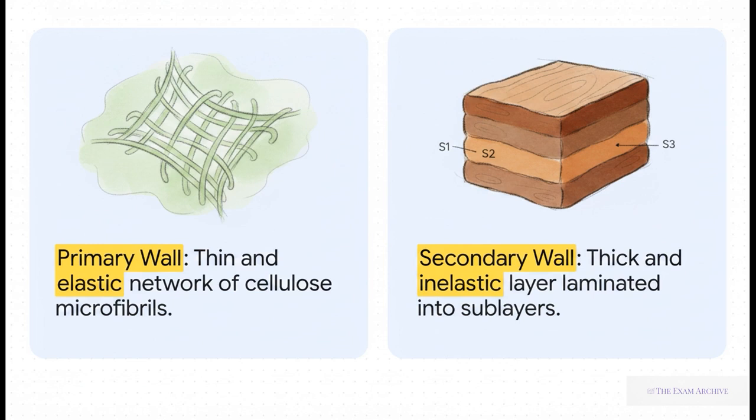But, and here's the cool part, once the cell stops growing, it lays down the secondary wall. This is the permanent lignified concrete of the mature cell. It's thick, completely inelastic, made of dense cellulose and lignin, and heavily laminated into those S1, S2, and S3 sublayers we talked about, maximizing structural strength and locking in the final shape of the cell.